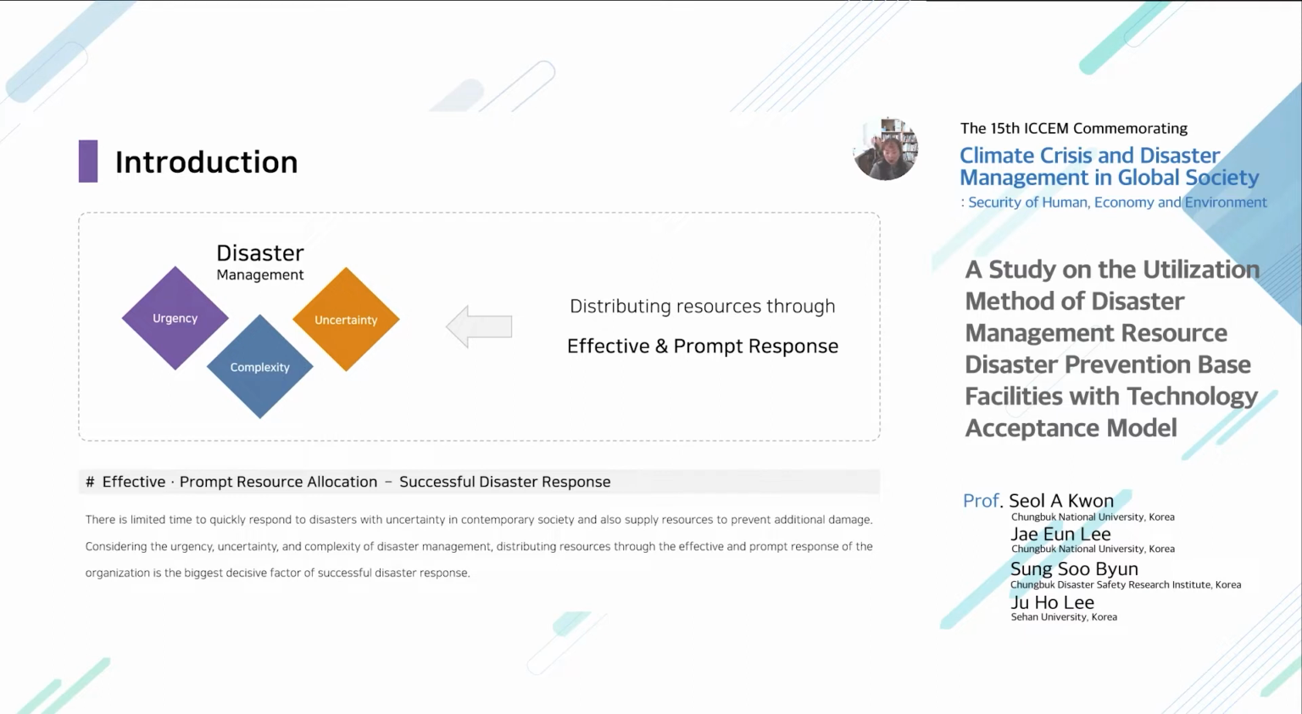Considering the urgency, uncertainty, and complexity of disaster management, distributing resources through the effective and prompt response of the organization is the biggest decisive factor of a successful disaster response.